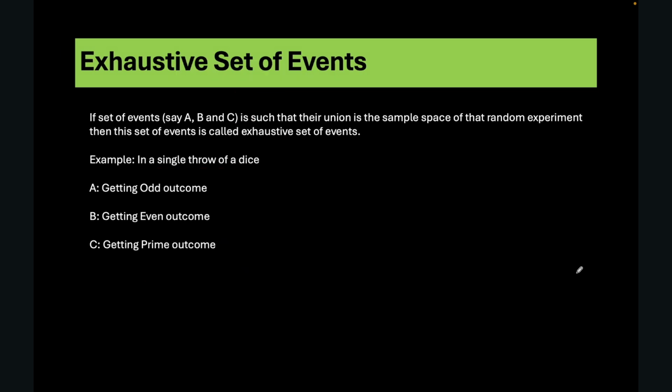So let's go to the fourth point that I want to address now, which is exhaustive set of events. Well, in normal English, exhaustive or exhausting means to be tired, right? Oftentimes you're drained. When you're exhausted, you're drained of energy, correct? You have nothing left in you. No energy left. It's the same idea, okay?